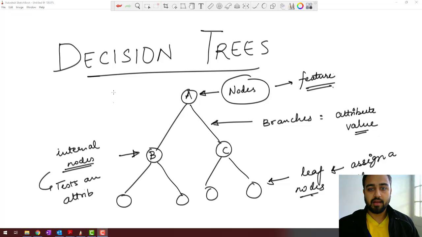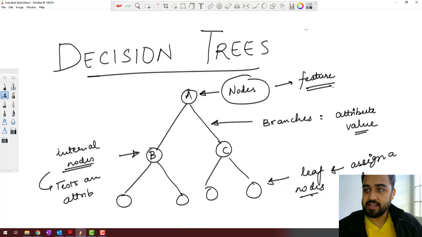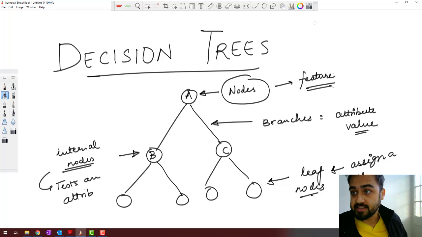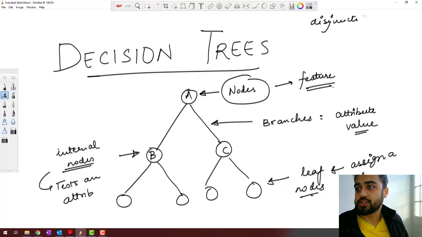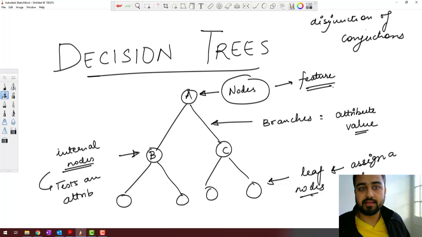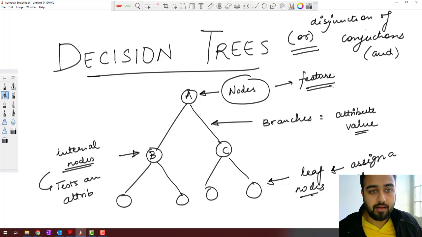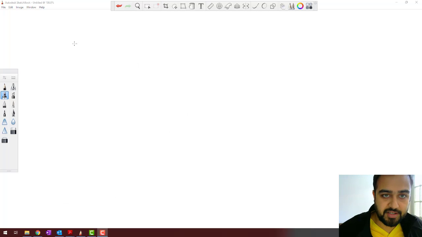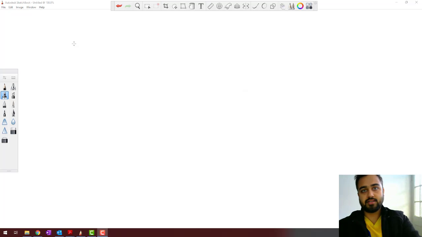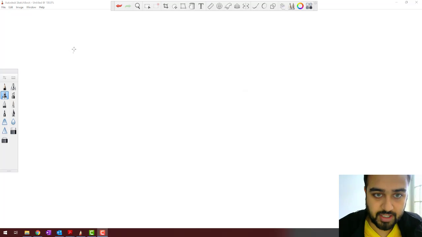In general, a decision tree is a disjunction of conjunctions of constraints on attribute values of instances. So what do I mean by that? We'll see that by an example. Conjunction is basically AND and disjunction is basically OR. When I say disjunction of conjunctions, let's take an example and try to build a decision tree out of logic.